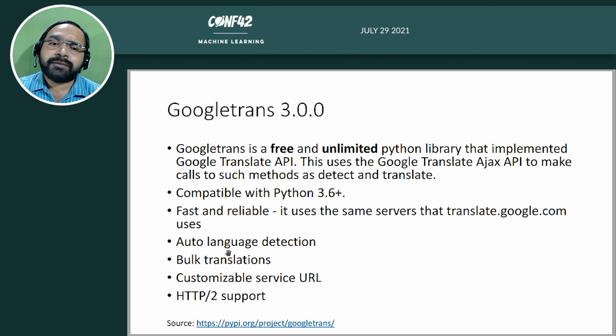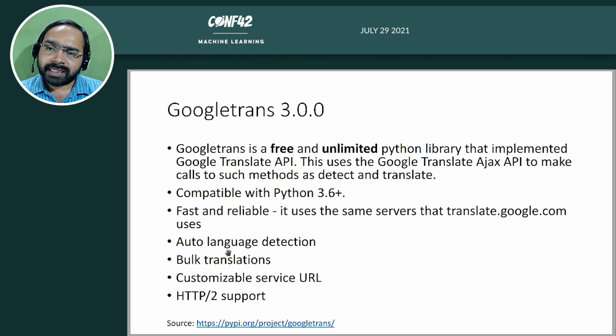Now let us look at a few Python packages which will help us to achieve our task. The first one is googletrans 3.0.0. It's a free and unlimited Python library that implements the Google Translate API. It uses the Google Translate Ajax API to make calls to methods such as detect and translate. It is compatible with Python 3.6 and higher versions. It is fast and reliable, because it uses the same servers that translate.google.com uses.